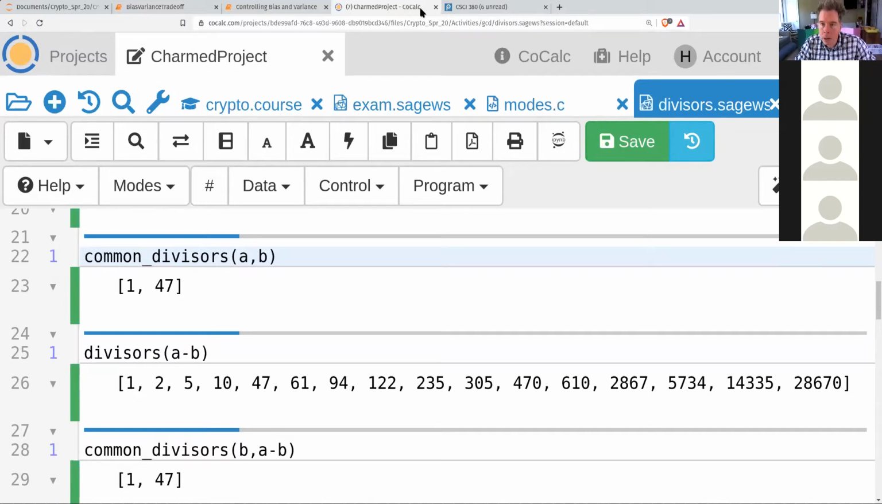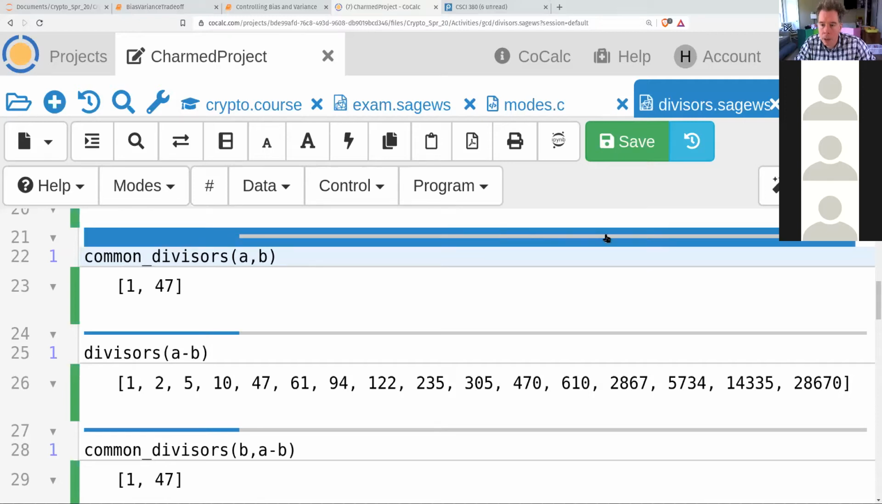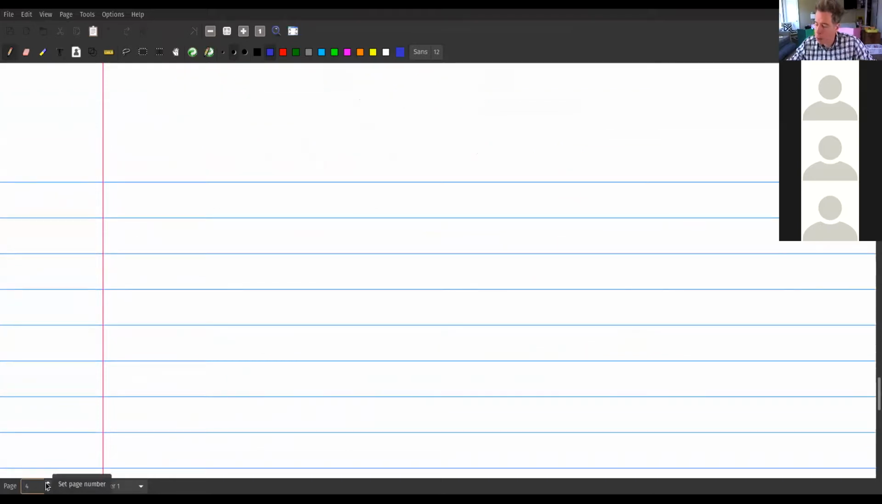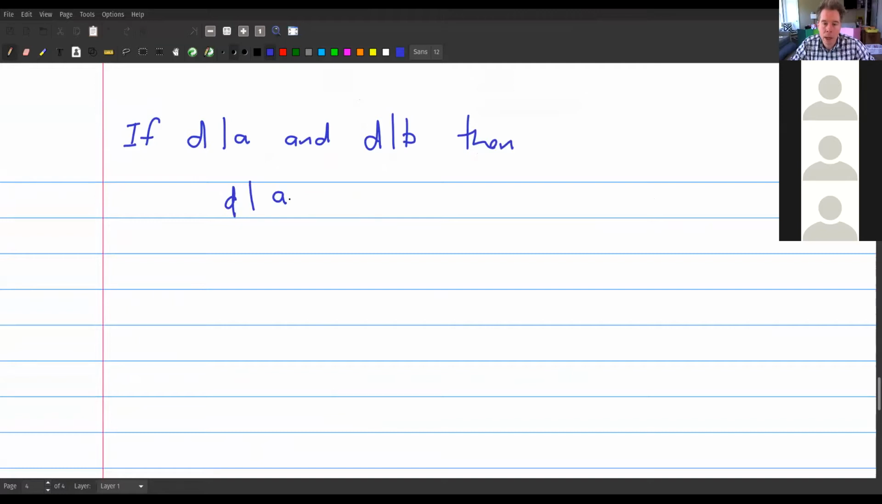So let's do a quick proof of that fact. Come back here to the notebook page, and let's start a new page. And we'll say if D divides A and D divides B, then D divides, let's say, A minus B. Really, it divides any linear combination of A and B, but let's just say this one first. Okay, so let's do a little proof.